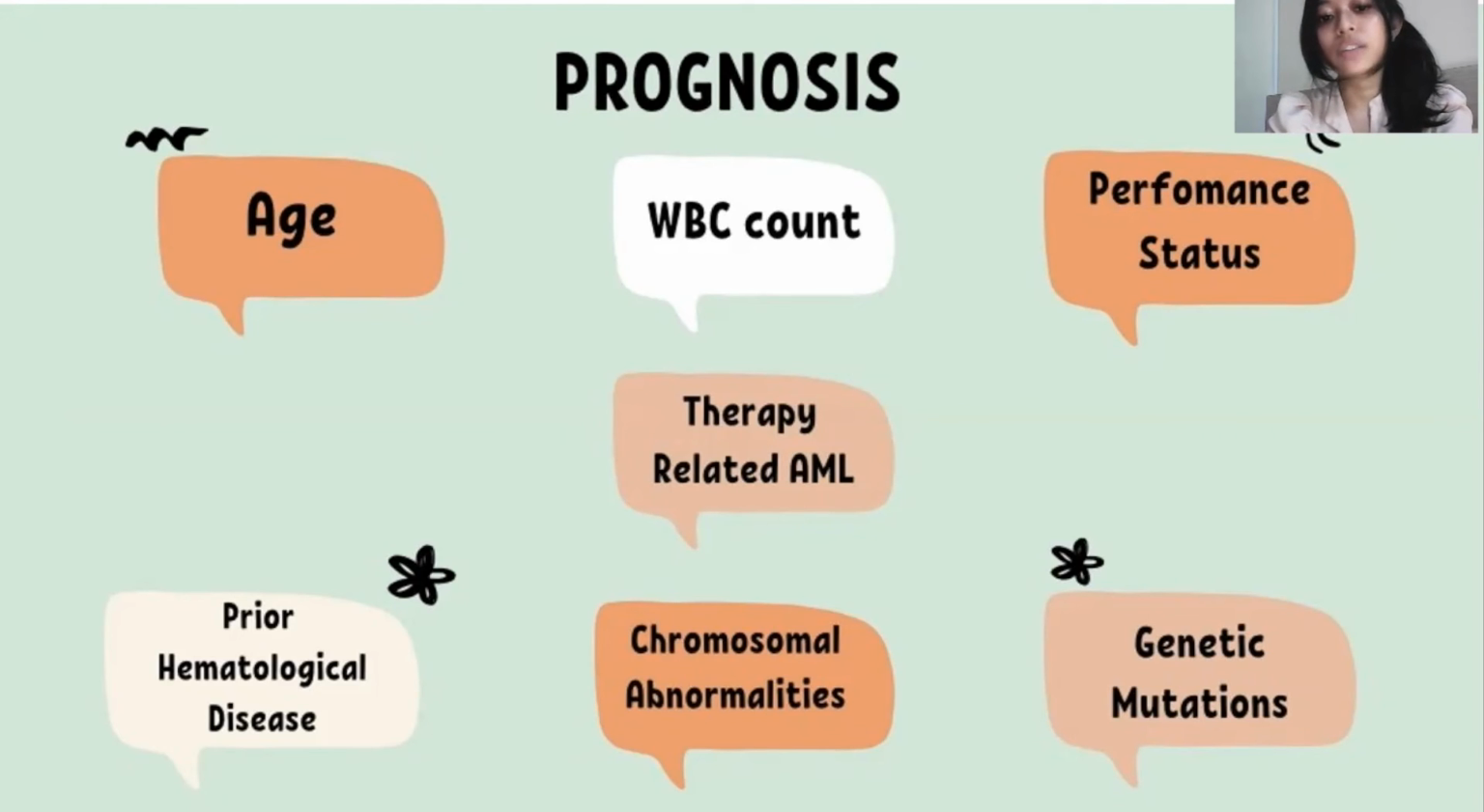And lastly, we have genetic mutation. Certain genetic abnormalities, which is the FLT3 or KIT mutation, are more related with high white blood cell count, which might be the poor prognosis of the patient with acute myeloid leukemia.